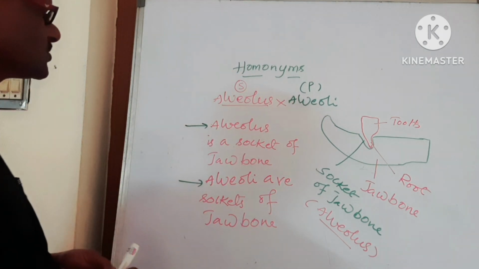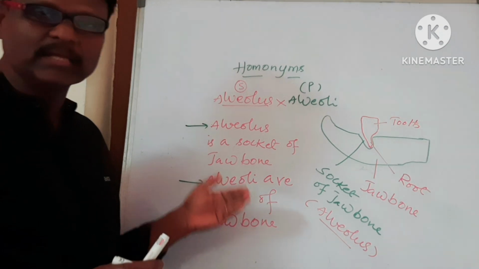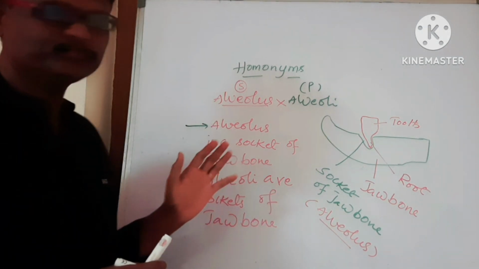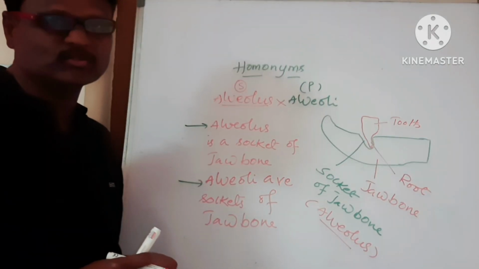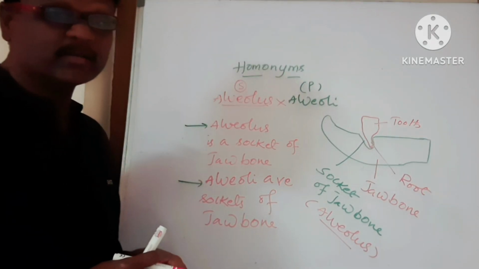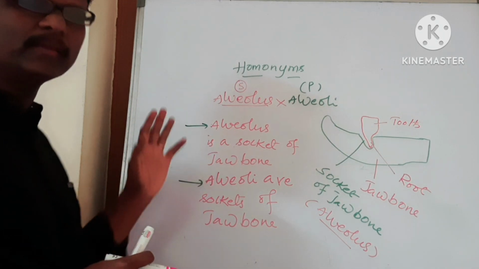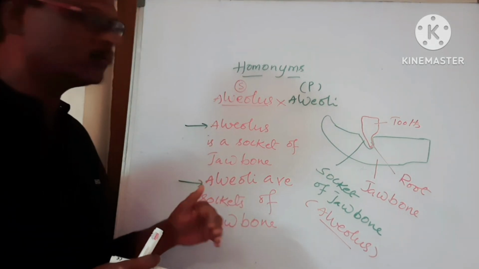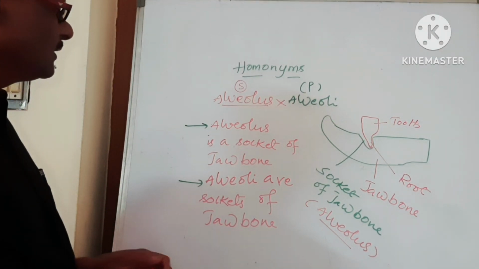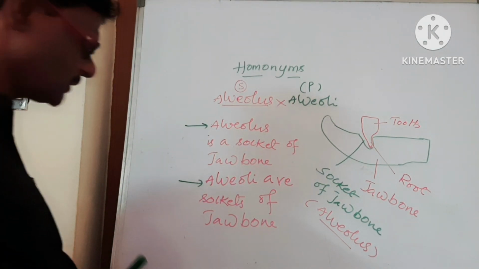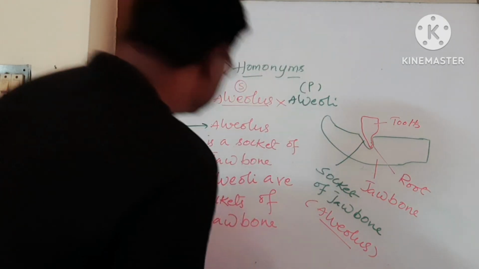Basing on the context, sometimes alveolus is a chamber present in the lungs for the exchange of gases. But here alveolus is a socket of a jawbone also. Such kind of words are simply termed as homonyms. They have the same spelling and pronunciation, but they have different meanings.